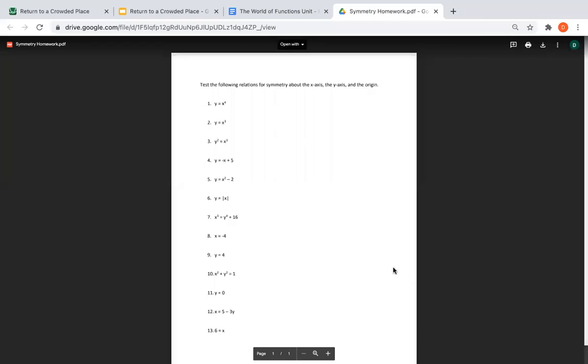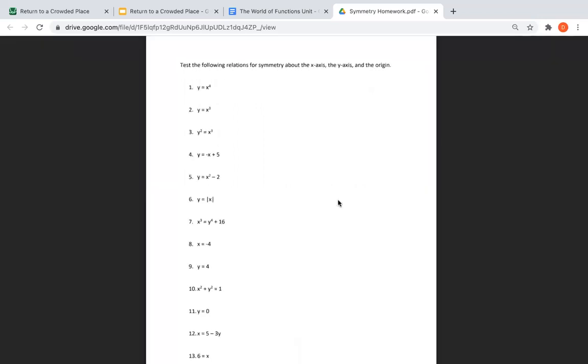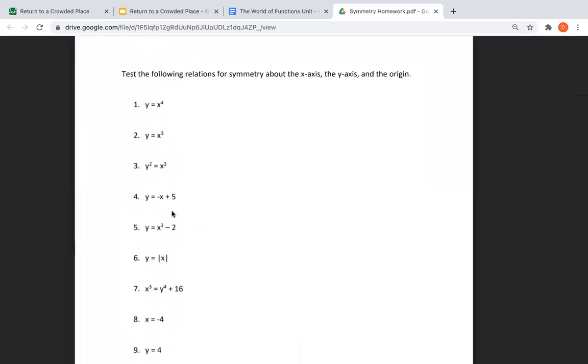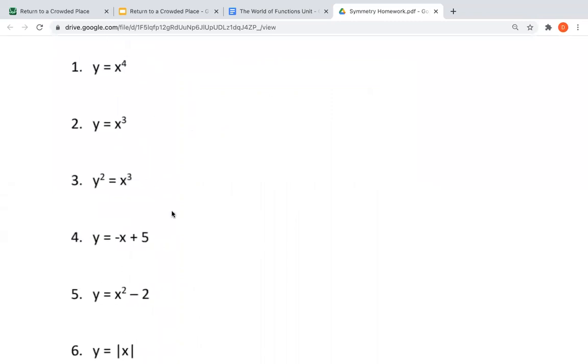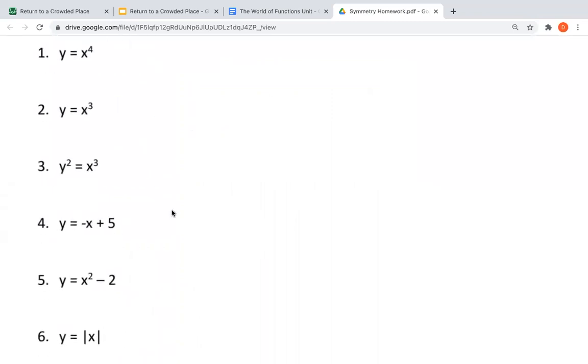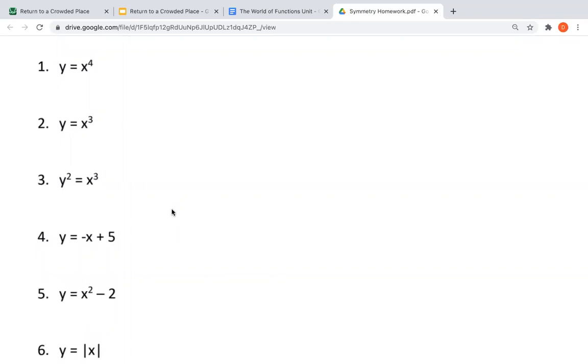In this video, we're going to look at the symmetry homework assignment. Let's start with questions 1 through 4. Zoom in here. The first thing I want to do when I'm looking at these problems is remember those steps. So step 1, I want to make sure that everything has an exponent. So starting with questions 1 through 4.